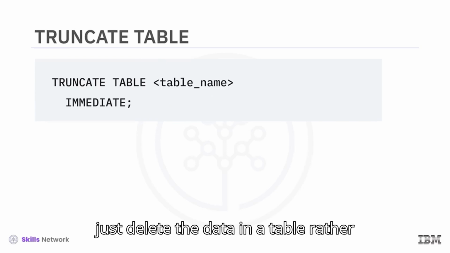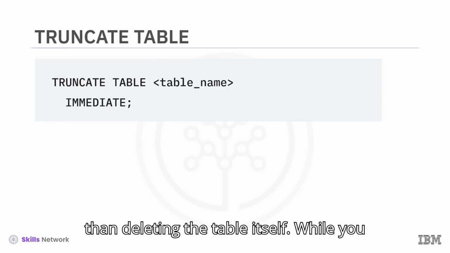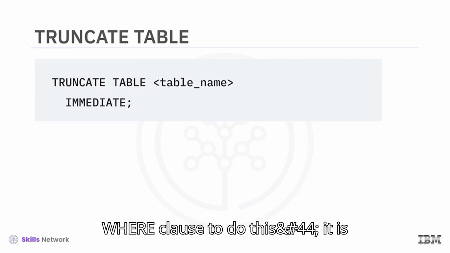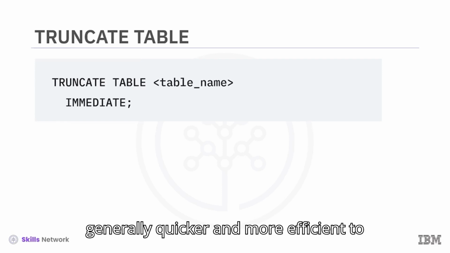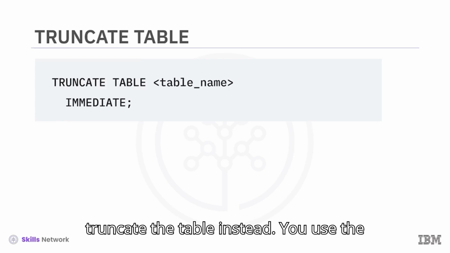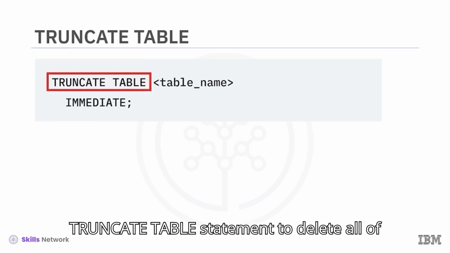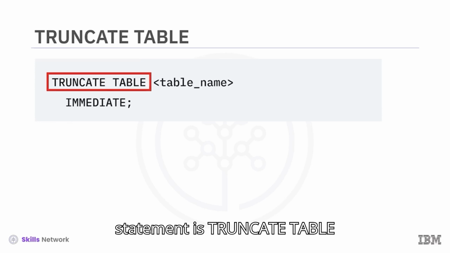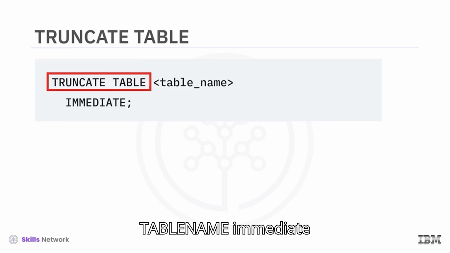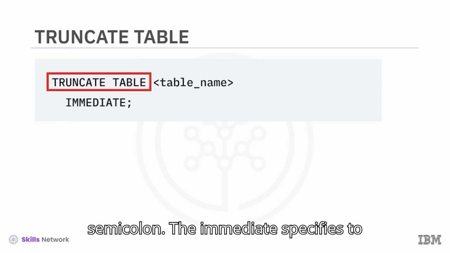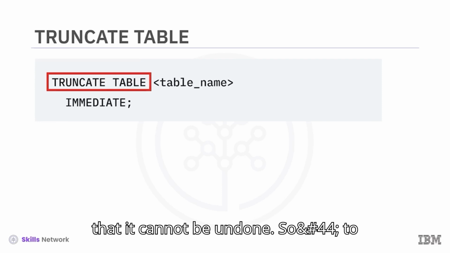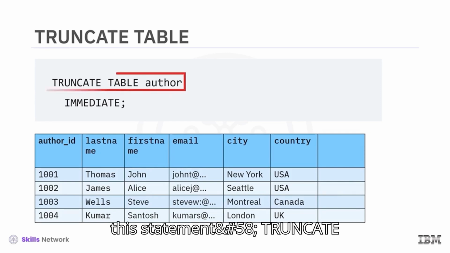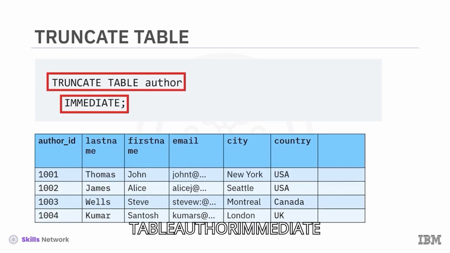Sometimes you might want to just delete the data in a table rather than deleting the table itself. While you can use the delete statement without a where clause to do this, it is generally quicker and more efficient to truncate the table instead. You use the truncate table statement to delete all of the rows in a table. The syntax of this statement is truncate table, table_name, immediate, semicolon. The immediate specifies to process the statement immediately and that it cannot be undone. So, to truncate the author table, you use this statement, truncate table, author immediate, semicolon.